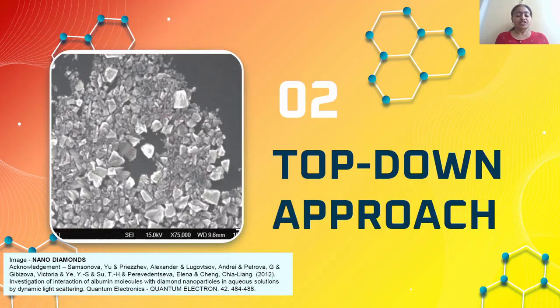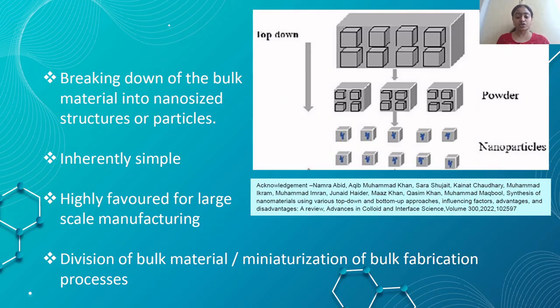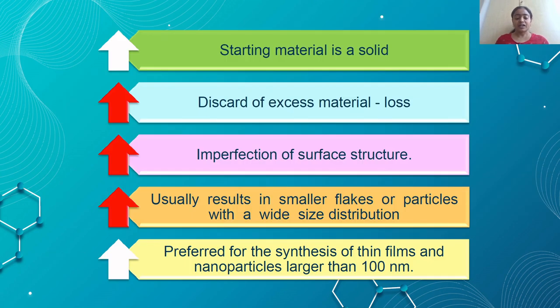As you might have noticed previously, in this image of nanodiamonds, the particle sizes are varying widely. They are not the same. So that means the variance in particle size is huge. For this reason, the top-down approach is preferred for the synthesis of thin films and nanoparticles larger than 100 nanometers.